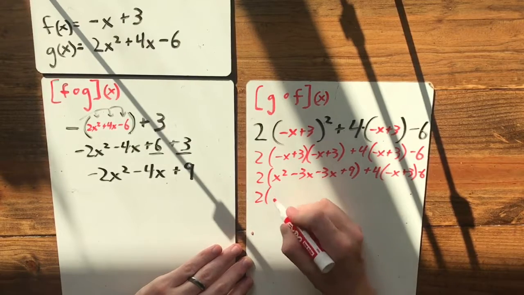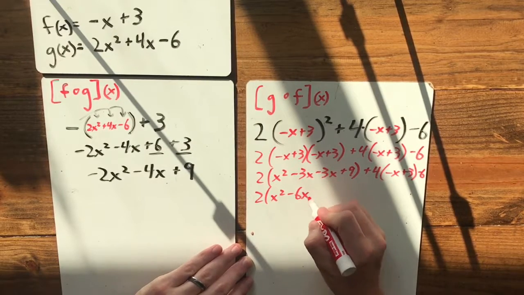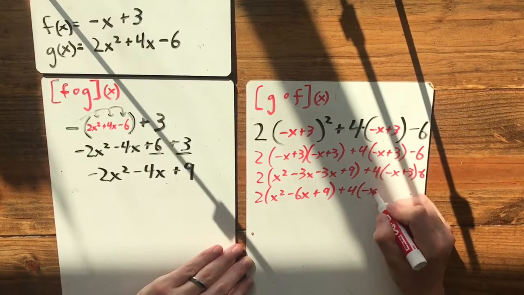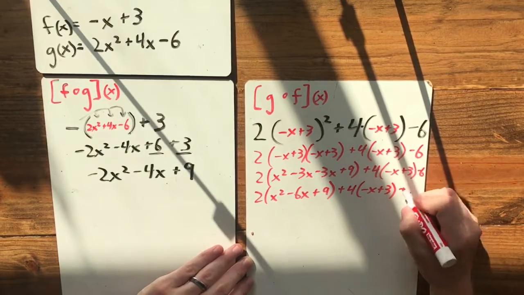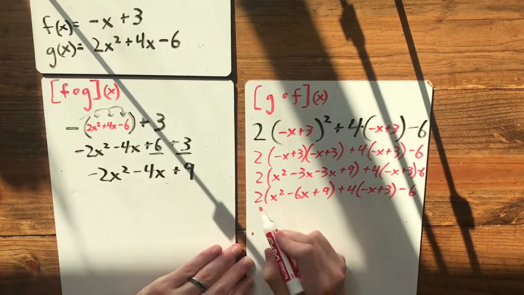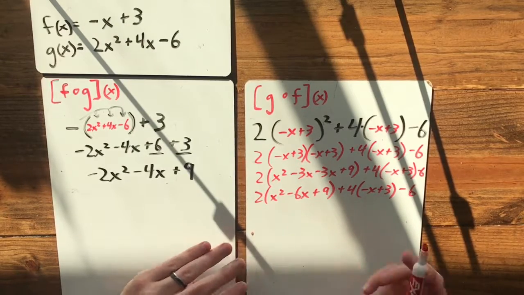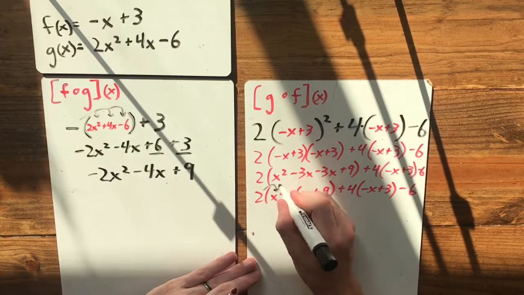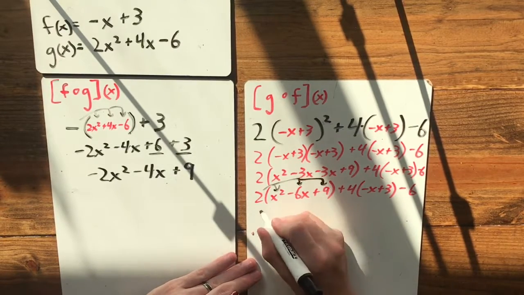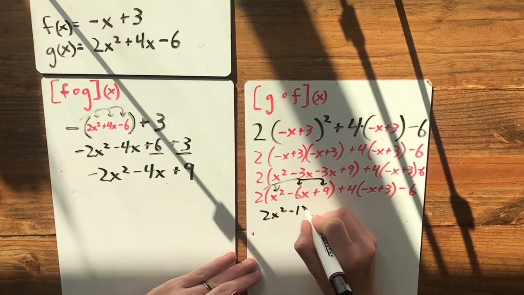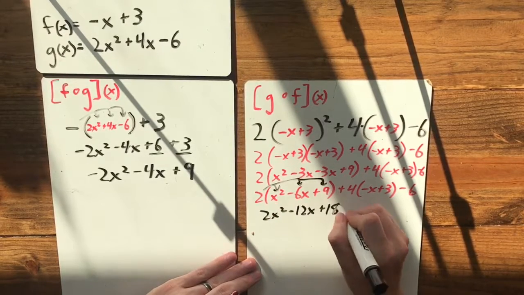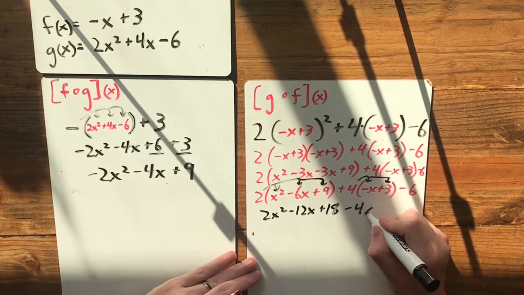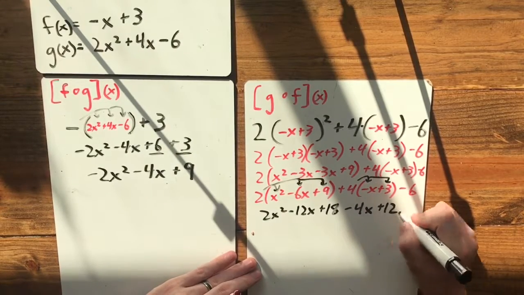Clean this up a little bit. We've got x squared minus 6x plus 9. Clean this up one more time. Or not really clean it up, but I'm going to distribute that 2. Sounds like a good time for a different color. We've got 2x squared minus 12x plus 18. Over here we distribute that 4. We have minus 4x plus 12.